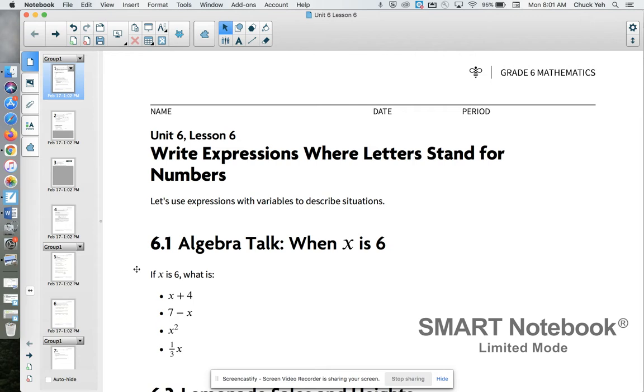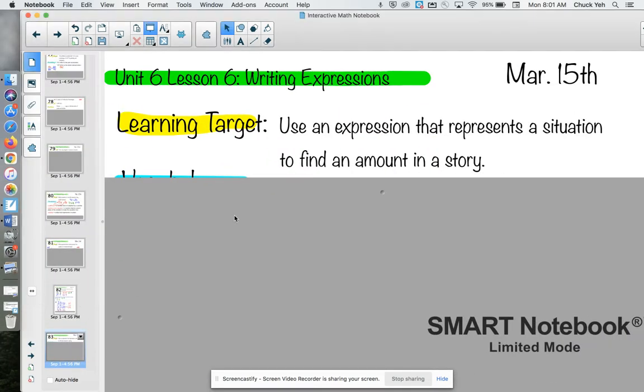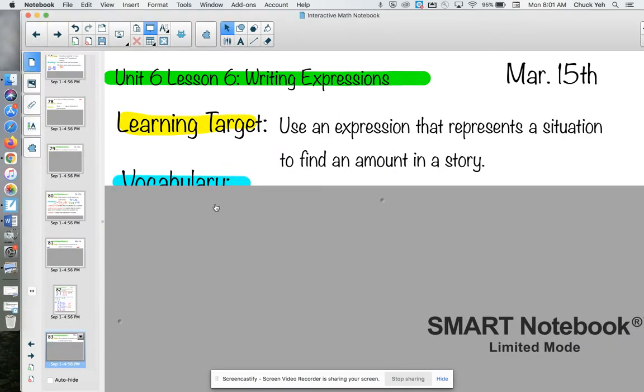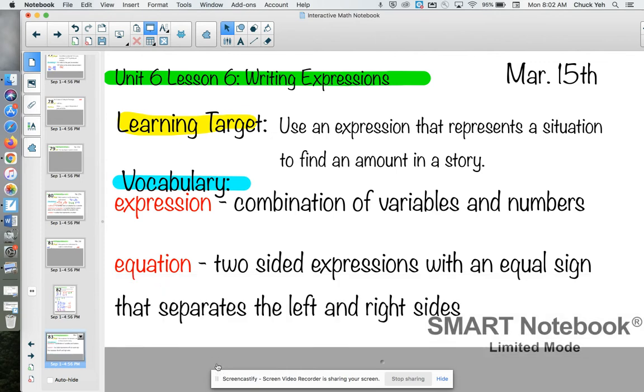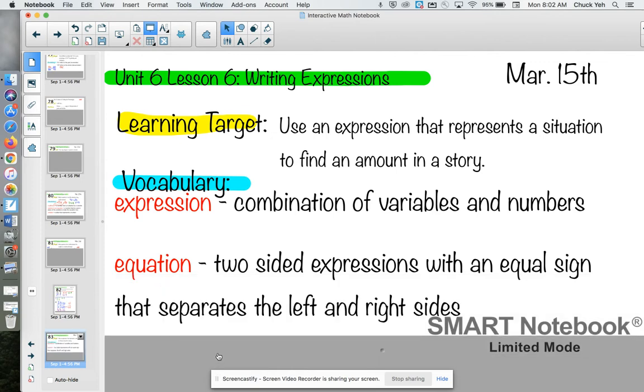We're going to go over Unit 6, Lesson 6, Student Task Statement. Here's the notes. The learning target uses an expression that represents a situation to find an amount in a story. This is the vocabulary. We've talked about this before, but we haven't really actually written it. Expression is a combination of variables and numbers. An equation is two-sided expressions with an equal sign that separates the left and right side. All right. So take a minute and pause it and write this down and make sure you put this in your table of contents.